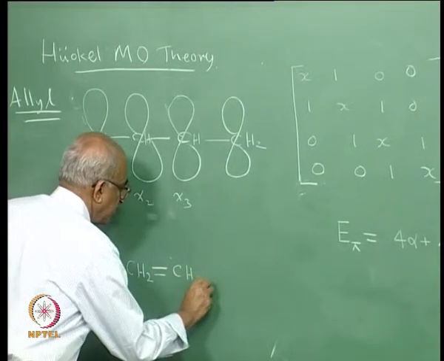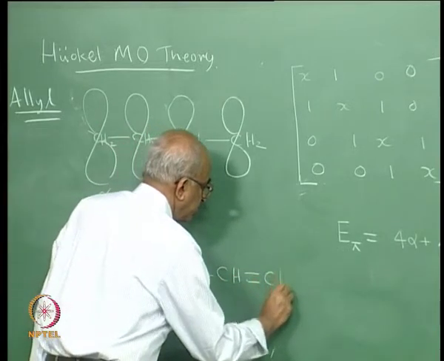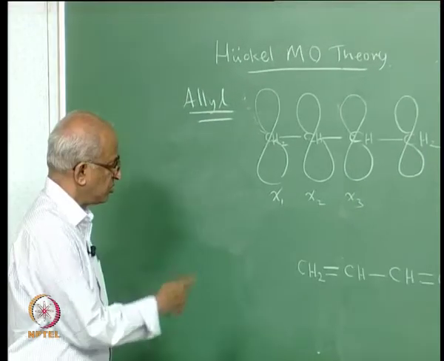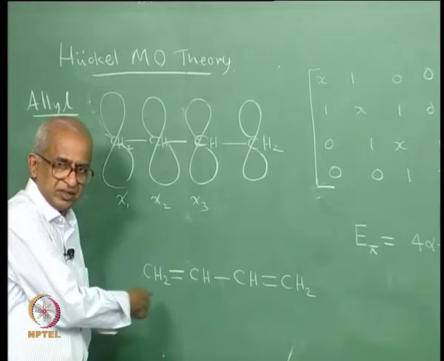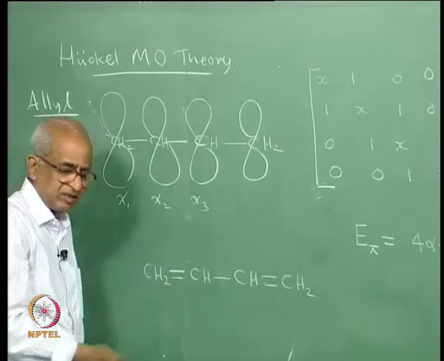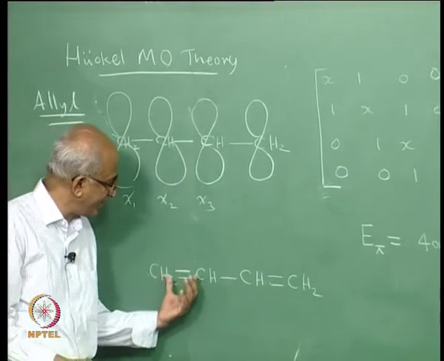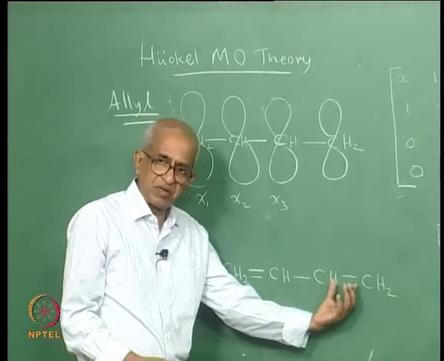So, this is one of the ways of writing the structure of butadiene. Suppose I had written a structure like this. If you say that this is the structure of butadiene, a chemical structure written this way actually means that there is an ethene-like double bond here and an ethene-like double bond there.